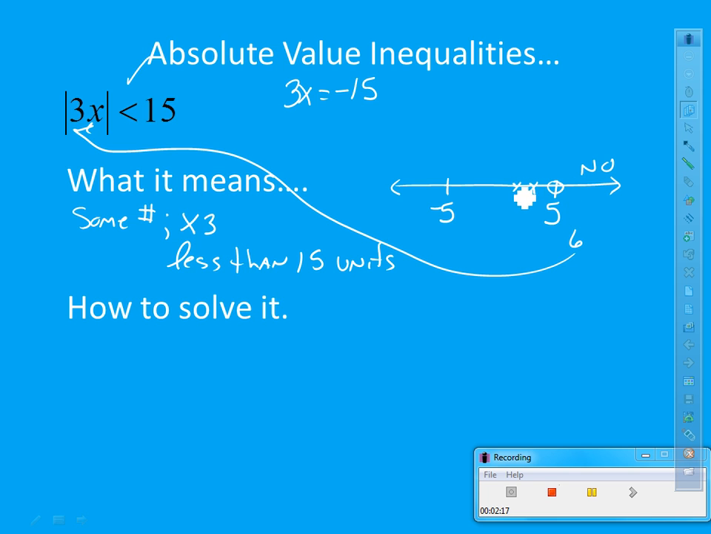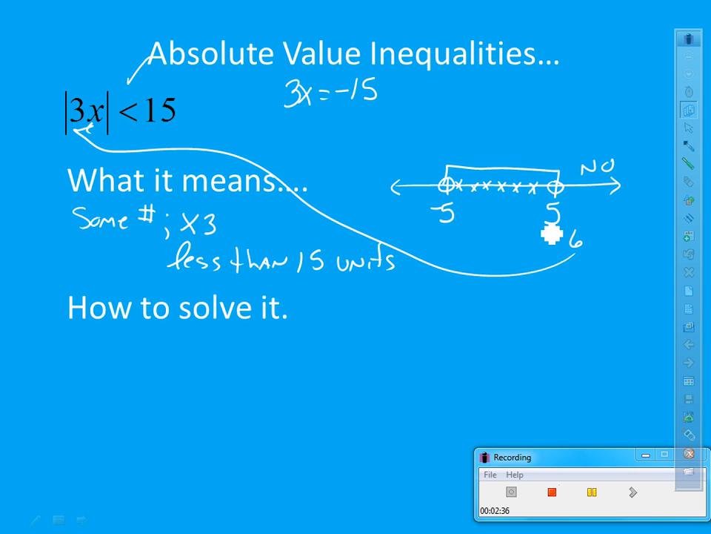So far, I know that I could use a 4. I could use a 3, a 2, a 1, a 0, a negative 1, a negative 2, a negative 3, a negative 4. I can't use negative 6 because 3 times negative 6 is negative 18. The absolute value of negative 18 is positive 18, which is not less than 15. So that's my answer to that problem. Any number between negative 5 and 5.